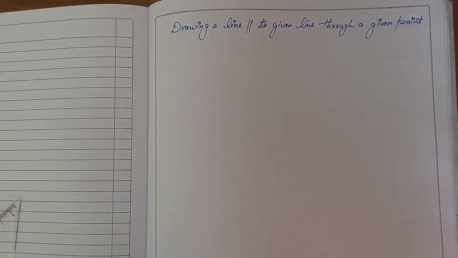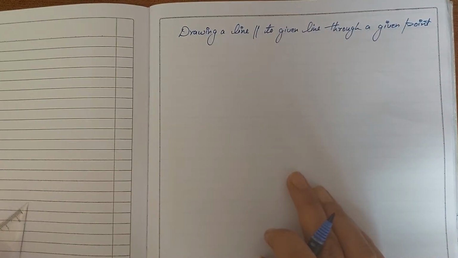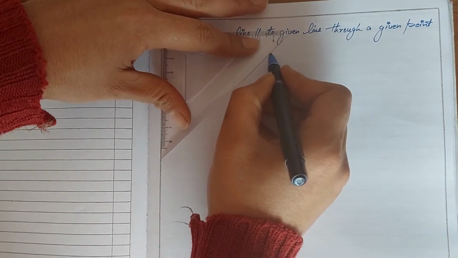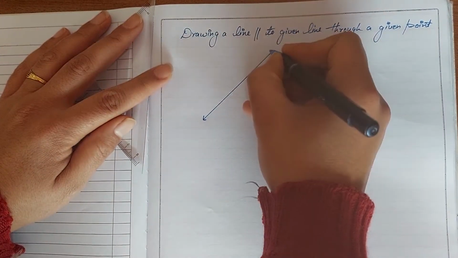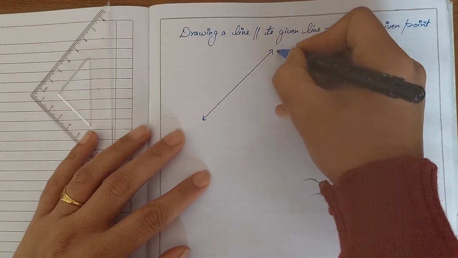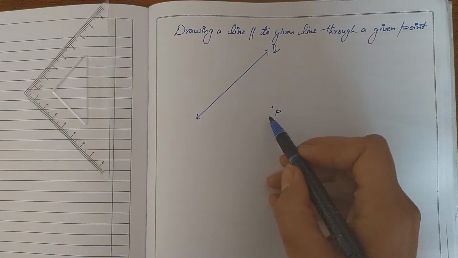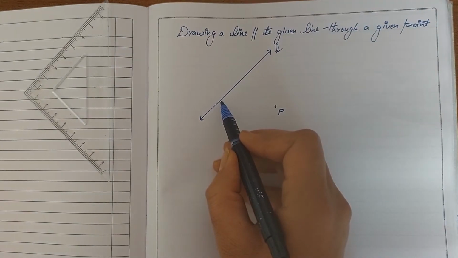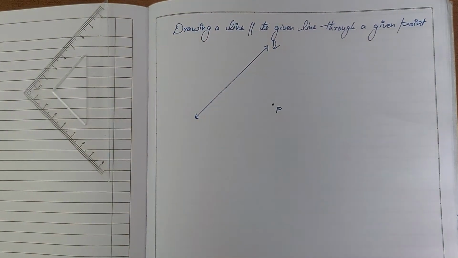How to draw a line parallel to a given line through a given point. Suppose we have a line L here and a point P here, and we have to draw a line passing through P and parallel to L. How to do that?